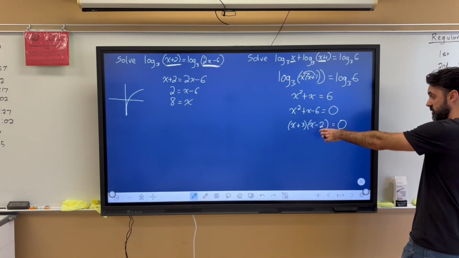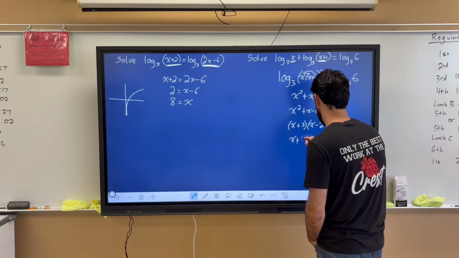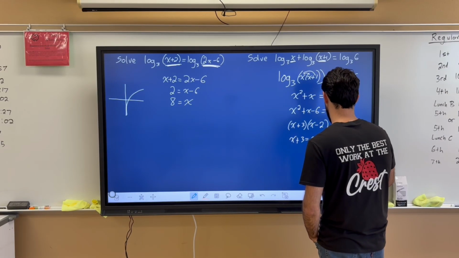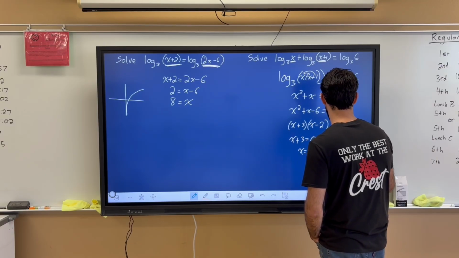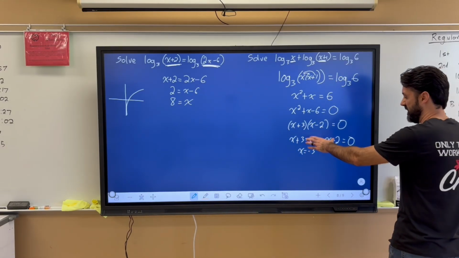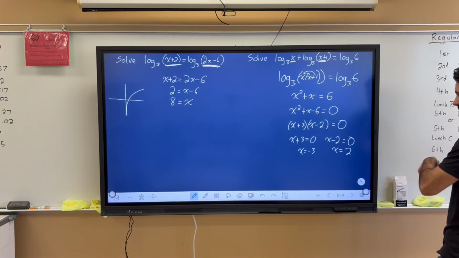Now, once this is factored, we set both of those groupings equal to 0. That gives us x plus 3 equals 0 and x minus 2 equals 0. So x equals negative 3 and x equals positive 2. Especially when you get two answers with logs, most likely one of them is going to work and one of them is not. So let's check these.